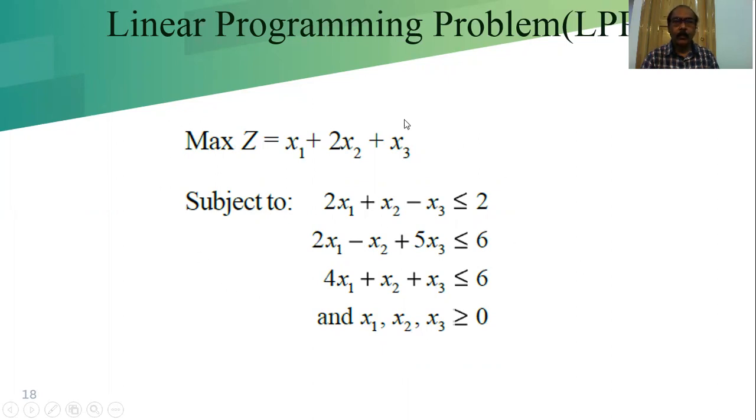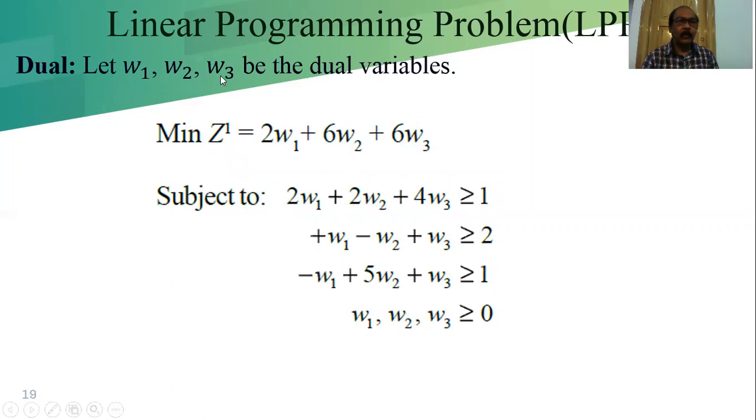Now, when we are converting it to the dual, how many variables are here? 3. So in our dual problem, the number of constraints will be 3. Here there are 3 constraints, so the number of variables will be 3: W1, W2, W3. And here the right hand side is 2, 6, 6. That goes to the coefficient of the objective function in the dual. And here the coefficients are 1, 2 and 1. That goes to the right hand side of the dual problem.